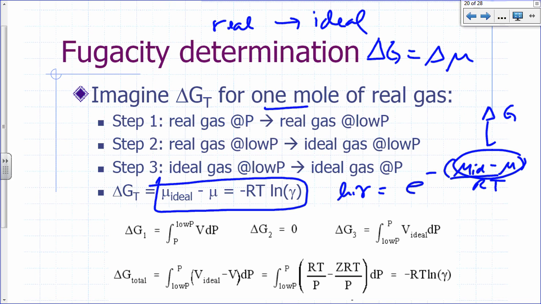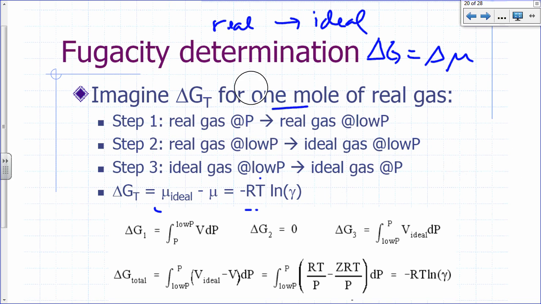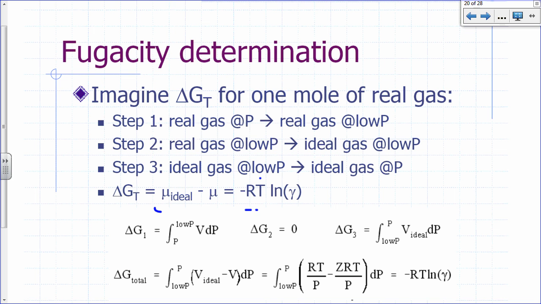So let's calculate delta G for the change that involves the conversion of a real gas at pressure P to an ideal gas at pressure P. Let's imagine that as a series of 3 steps. First, we imagine our real gas at pressure P, and lower its pressure isothermally. Remember, everything is isothermal. We go all the way down to a very low pressure, so that at that low pressure it's going to behave ideally. So that's going to be close to 0. We need delta G for that step, delta G1.